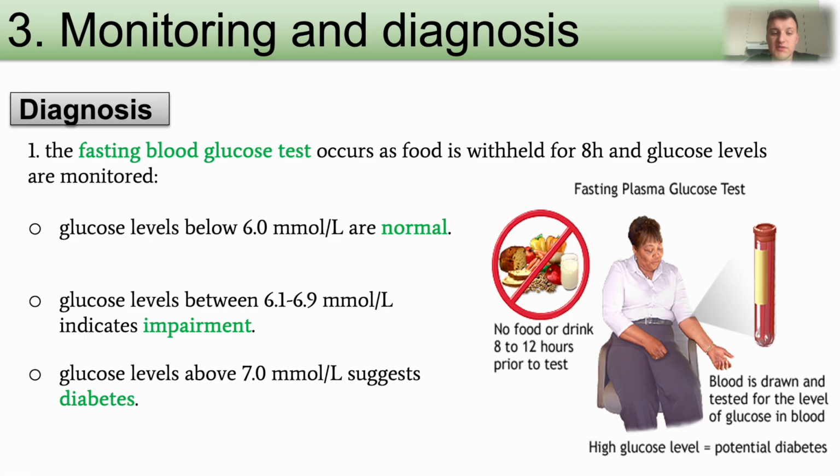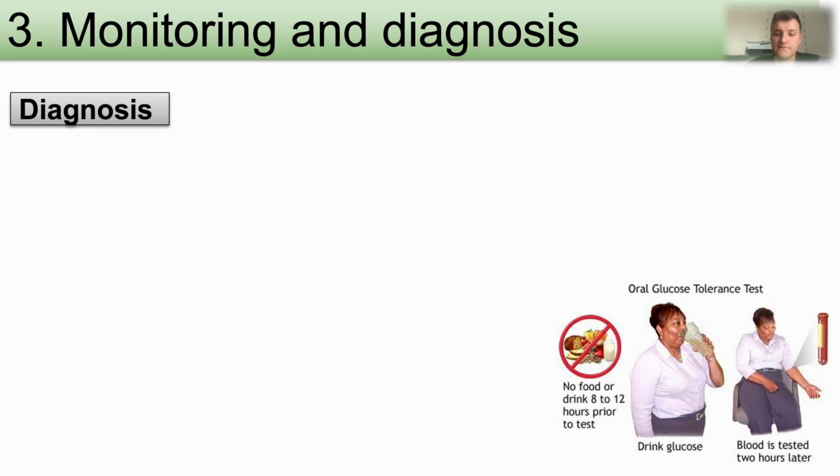Glucose levels below 6.0 millimolar per liter are normal. Glucose levels between 6.1 and 6.9 millimolar per liter indicate impairment, and glucose levels above 7 millimolar per liter suggest diabetes. So this is a fasting blood glucose because you're measuring the glucose when there was nothing consumed. You were fasting for 8 hours.